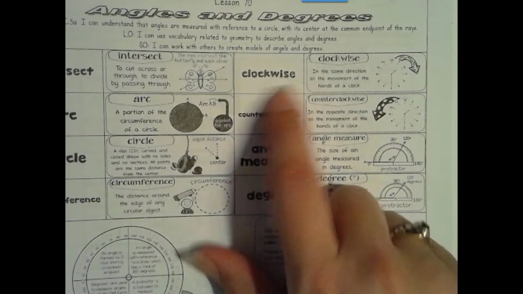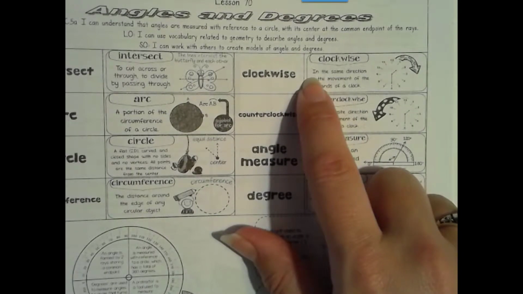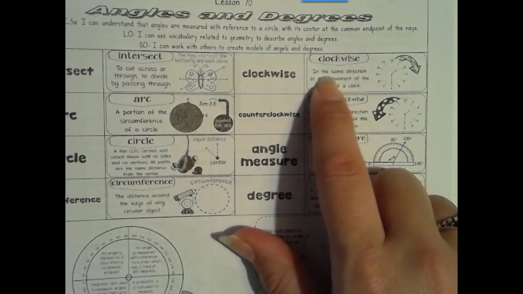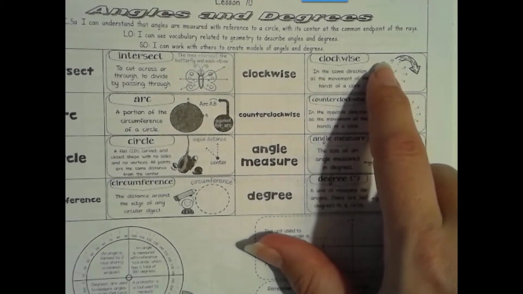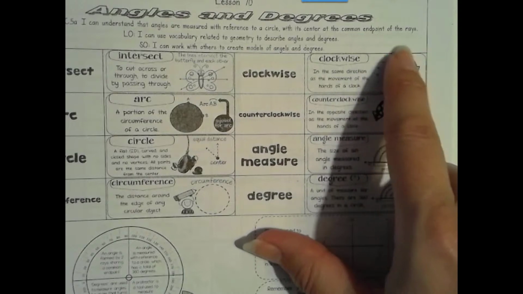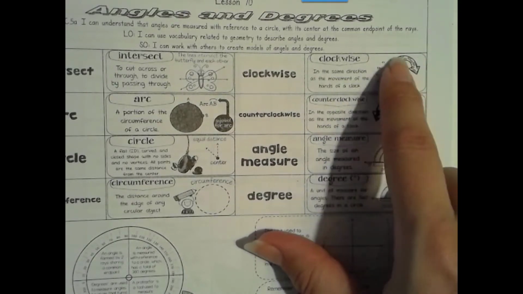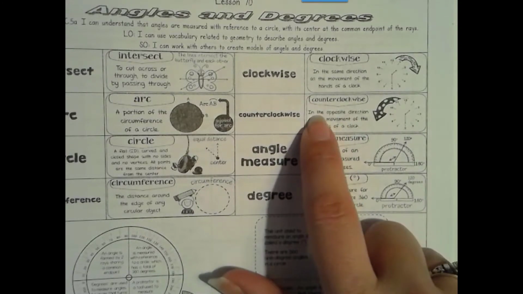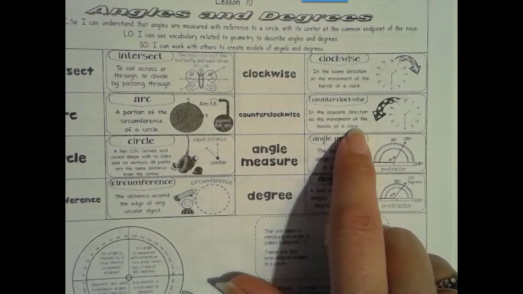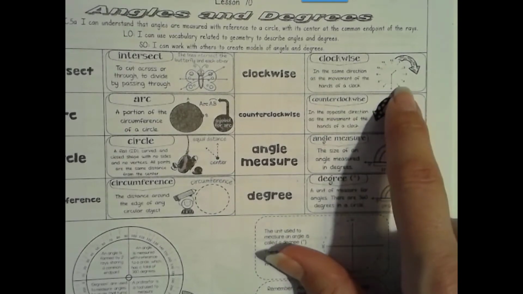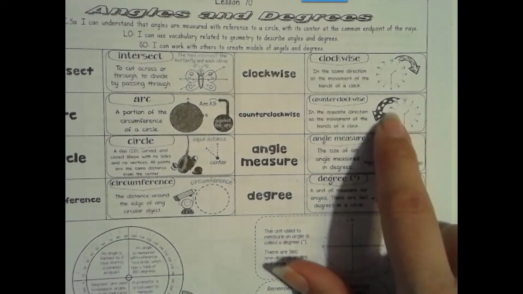Clockwise. We use these terms, clockwise and counterclockwise, a lot to let you know the direction. So clockwise means in the same direction as the movement of the hands on the clock. So if you look on the wall and see how the hands of a clock move, we call that clockwise when it moves in this direction. Counterclockwise is in the opposite direction, counter is opposite, of the movement of the hands of the clock. So it will move this direction, just the opposite of the hands of a clock.